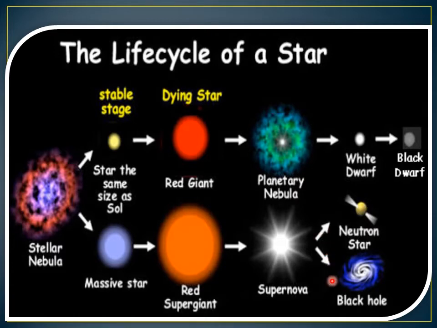A neutron star is a dense core left after a supernova, while the black hole is a result of the strong pull of gravity. I hope this will help.